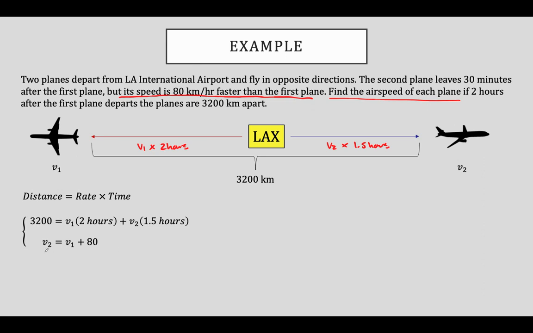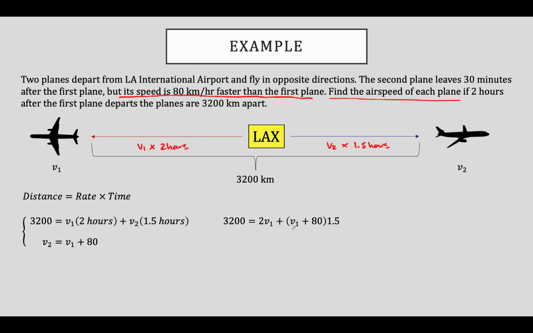The nice part is that we already have V2 isolated. So we can take this quantity V1 plus 80 and substitute it into the top equation. This gives us 3,200 is equal to 2V1 plus the quantity V1 plus 80 times 1.5.